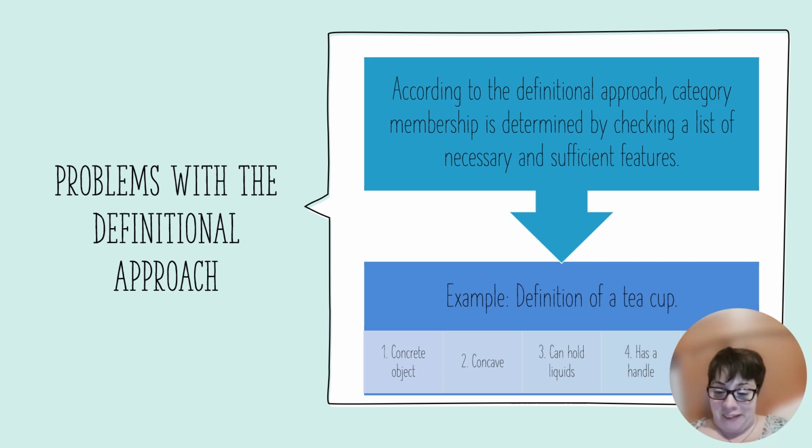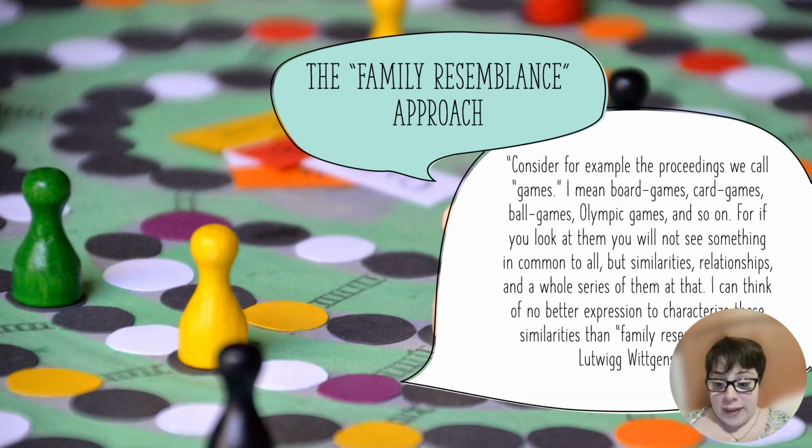But very quickly we realize that there are objects classified as teacups that would not include all of these features. So, for example, there are some Chinese teacups, many in fact, that don't have a handle. There are also teacups made of lacquer for decoration purposes, right? So even though these objects would be classified as teacups, they don't have one or more of those qualifying features. So eventually, psychologists realized that the definitional approach was not sufficient to explain categorization.